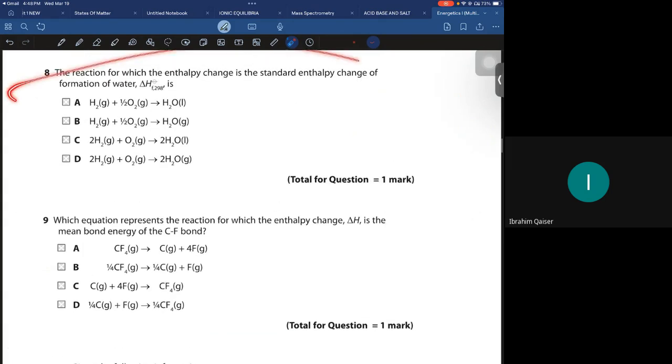Yeah. See this question number 8. The reaction for which the enthalpy change is the standard enthalpy change for the formation of water. You know, they have written 298 Kelvin. That's the standard condition. So of course, you can see the same equations. That's going to make you confused. So, yeah, A is the correct option.